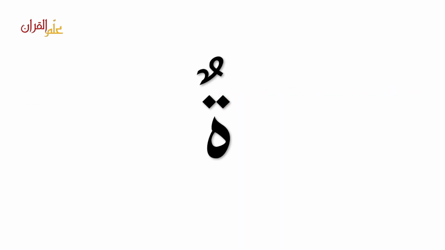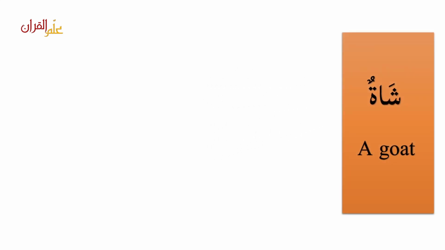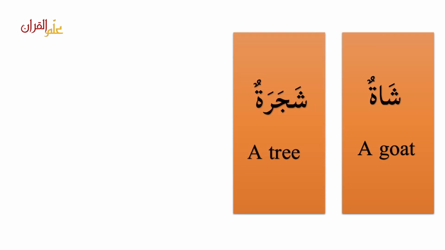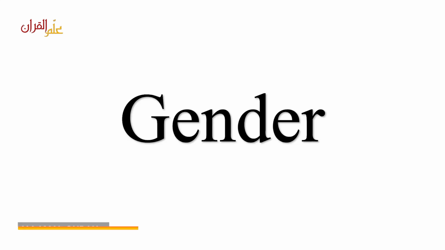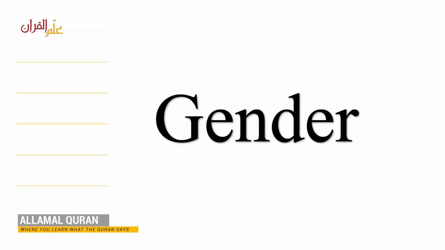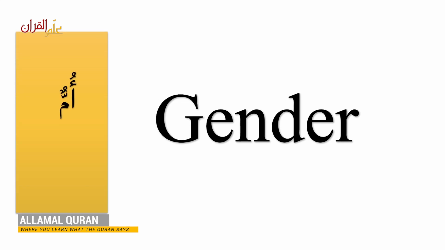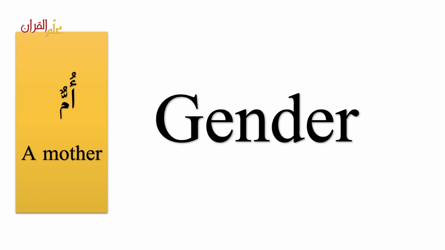This ta, ta tanis, or ta marbuta, some people call it ta tanis and some call it ta marbuta. When this ta is at the end of the word, it will be a feminine word. For example, shatun, a goat. Shajaratun, a tree. Imra'atun, a woman. And for gender, we have only one word, ummun, a mother.